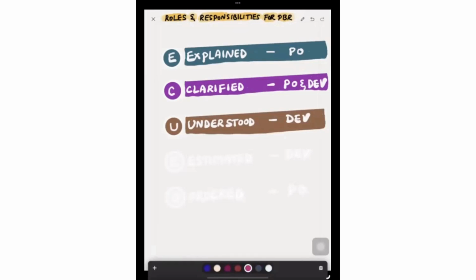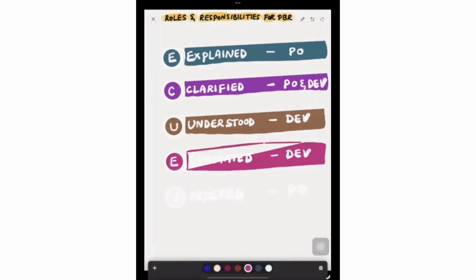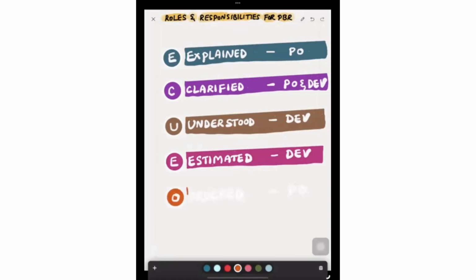And then estimated: the developers will provide the estimations to those items, according to whatever estimation technique they have selected. And then finally, ordered. The product owner will use this information, value, cost, risk, any other parameters, dependencies like that, to order those items. And the Scrum Master will help the product owner and developers in terms of facilitating the backlog refinement and ensuring that the developers are looking into the acceptance criteria, they're understanding them, and all the clarifications are cleared by the product owner.